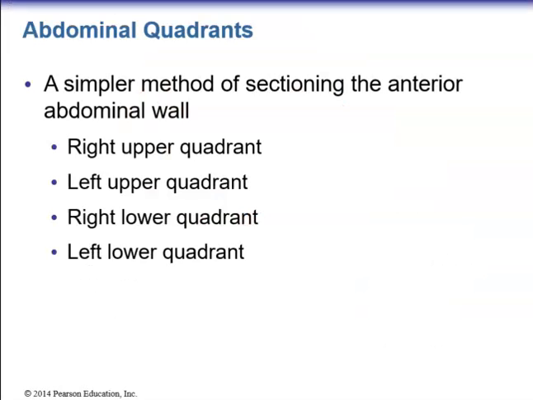So dividing the abdomen into quadrants, we have 4 quadrants. Quad means 4. It's just a simpler method of sectioning the anterior abdominal wall. Again, we have our right upper quadrant, left upper quadrant, right lower quadrant, left lower quadrant.